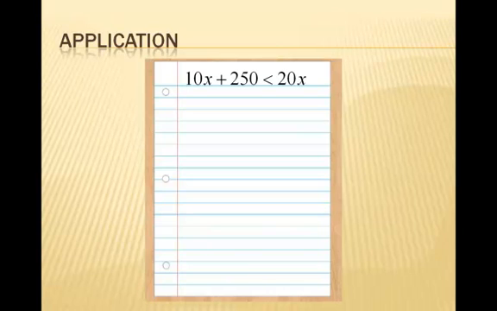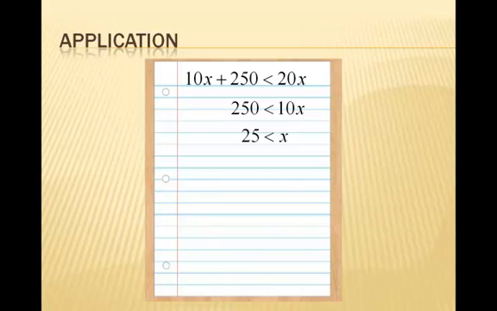So we work to solve this much like we do our other inequalities. Work to get the x's together and then isolate it. In my first step, I'm going to subtract 10x from both sides. Then, go ahead and divide both sides by 10. And since we're dividing by a positive number, that won't change the sign. So what we have here as our answer is that x is greater than 25.